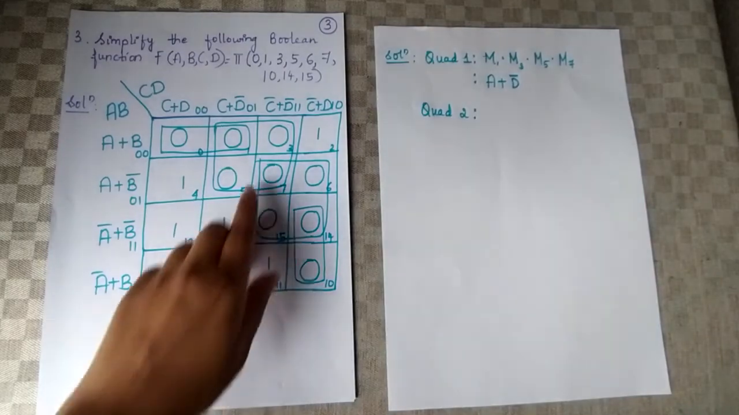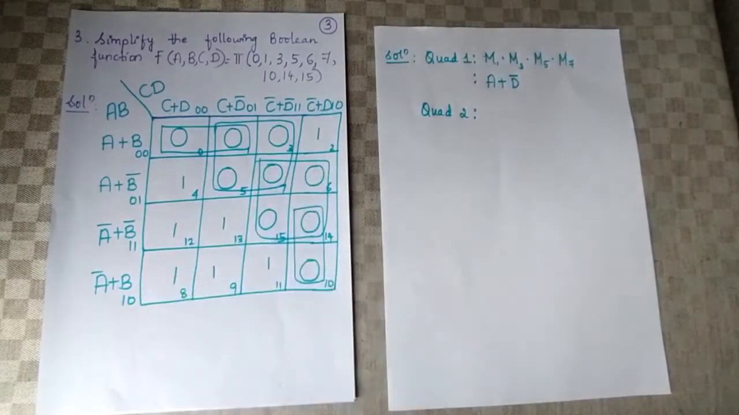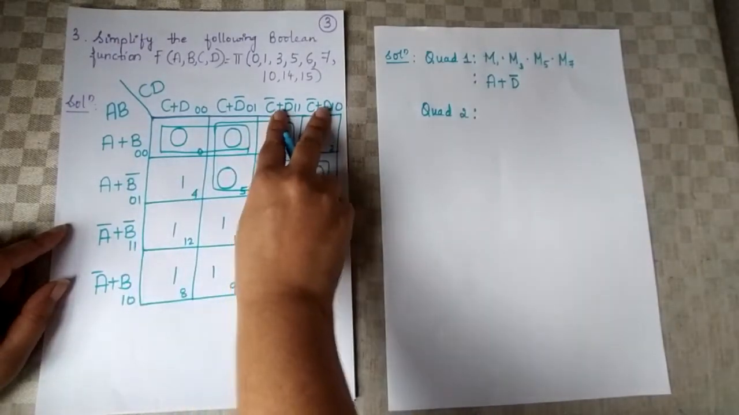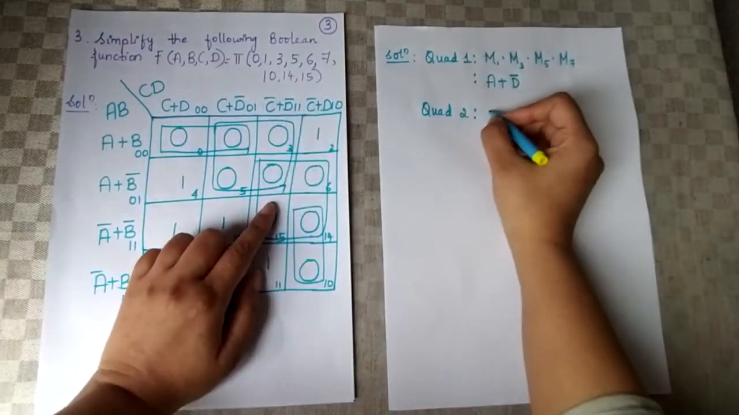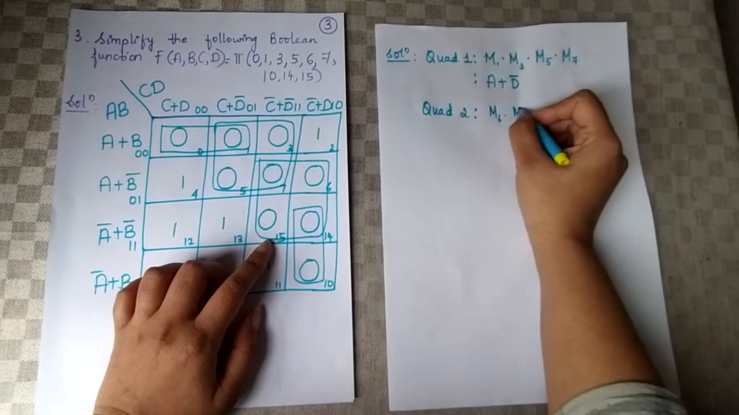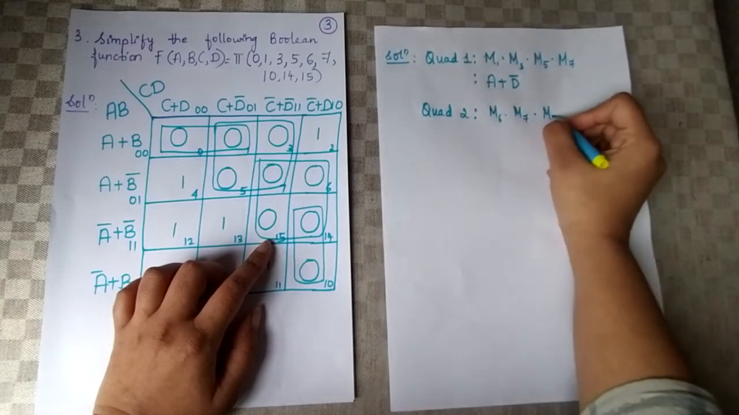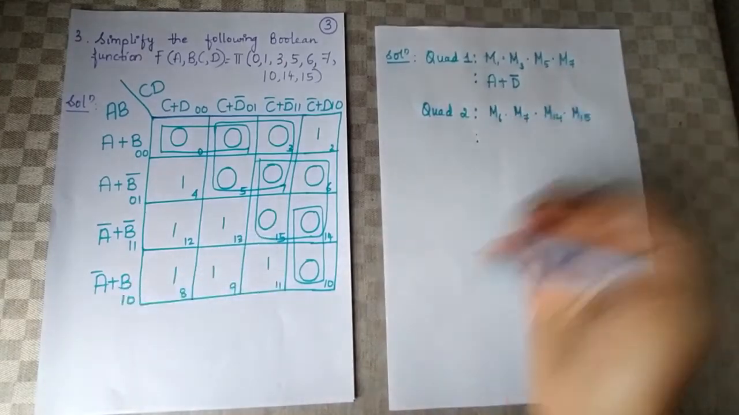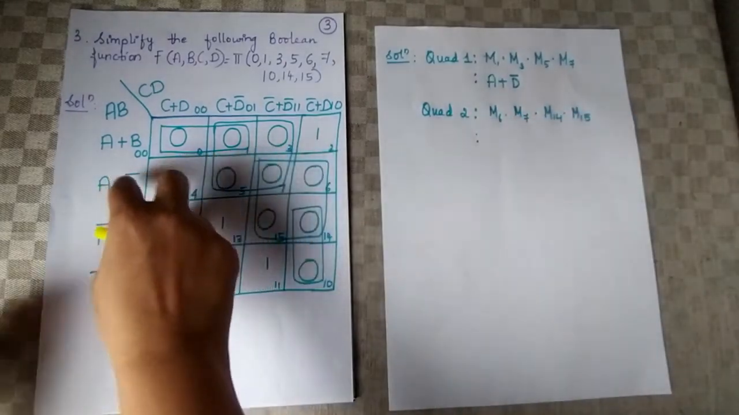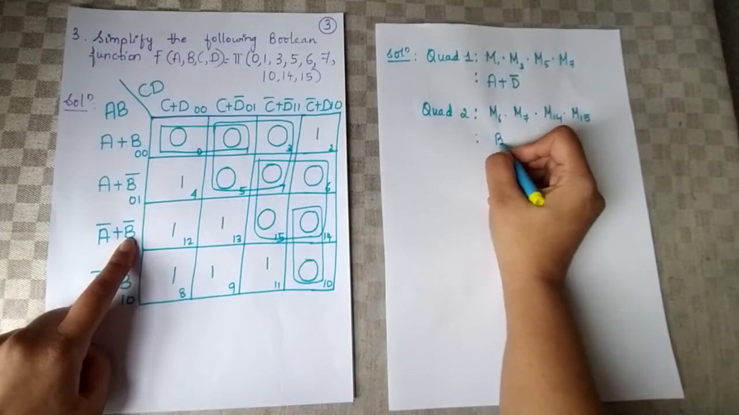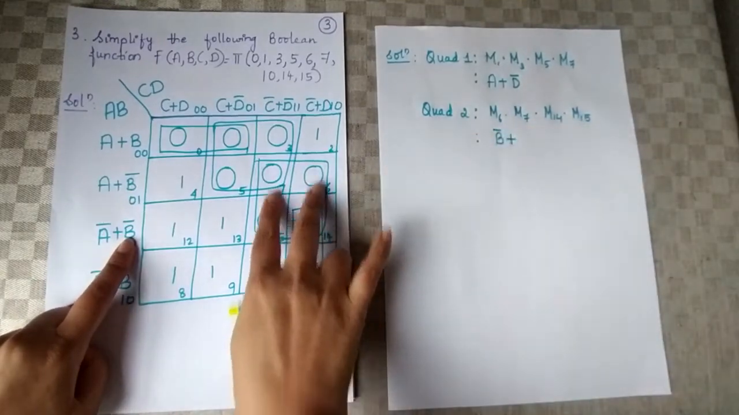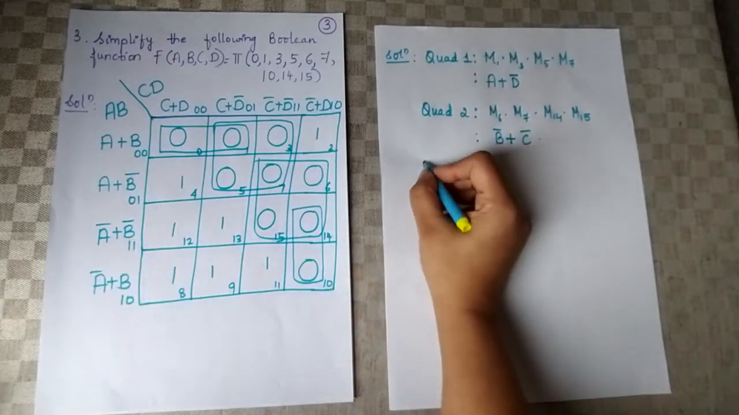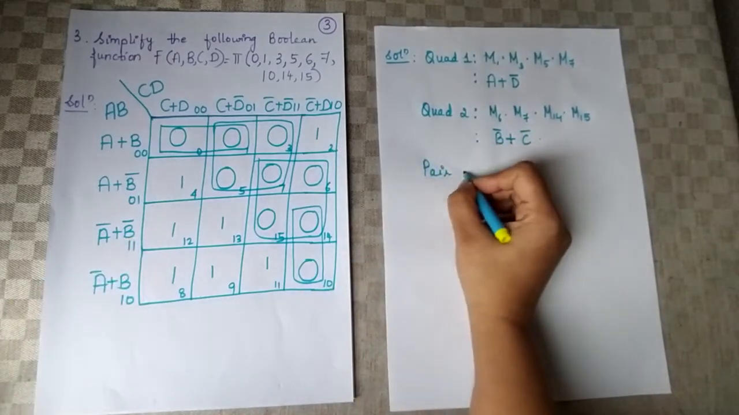Okay. Now let's take the second one, quad 2, which is this one. It is associated with these 2 rows and these 2 columns. So let's write M6, M7, M14, M15. In these 2 rows you get the common variable B complement, and in these 2 columns you get C complement.